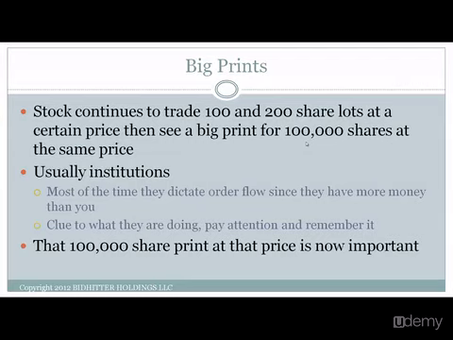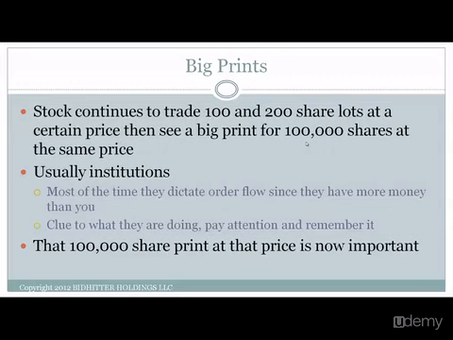You should follow those and keep note of those big prints, at what prices, and see what happens to the stock after, because those are usually institutions, and they're the ones that dictate the order flow because they have an unlimited supply of money. It usually gives you a clue of what they're doing. So you should always pay attention and remember how many shares and at what price, and what happens to the stock after.